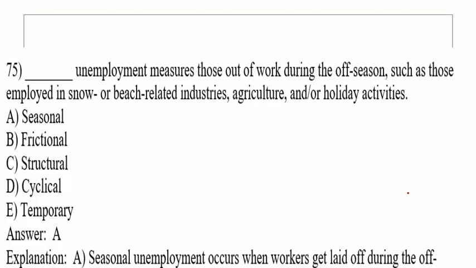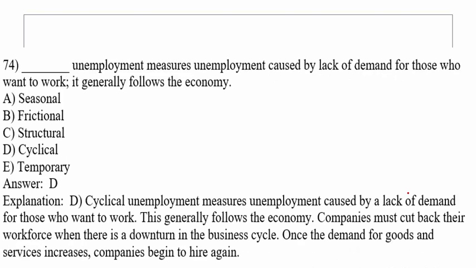Blank unemployment measures those that are out of work during the off season. This question's like, can you read, right? If it's during the off season, that is what? Seasonal unemployment. Blank unemployment measures unemployment caused by the lack of demand for those who want to work. That's what? That's cyclical. As we start to see the economy come down, then that's going to be called cyclical unemployment.